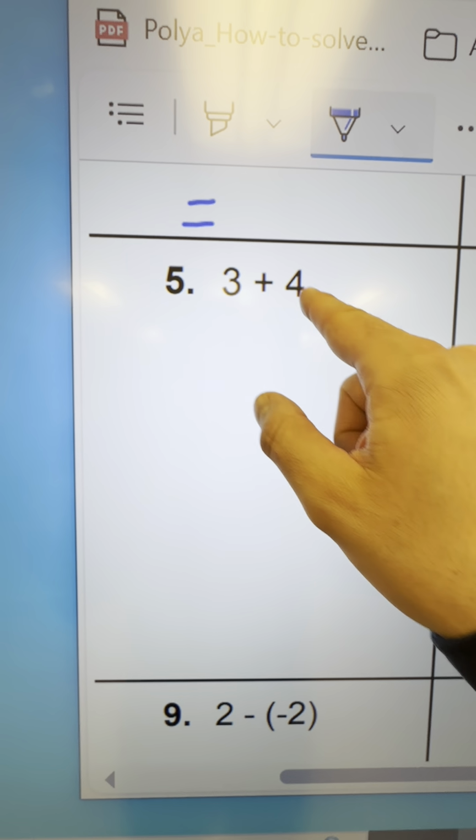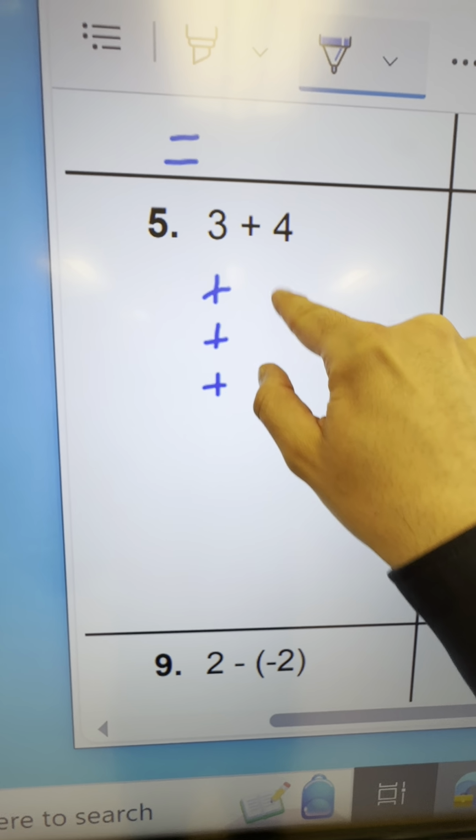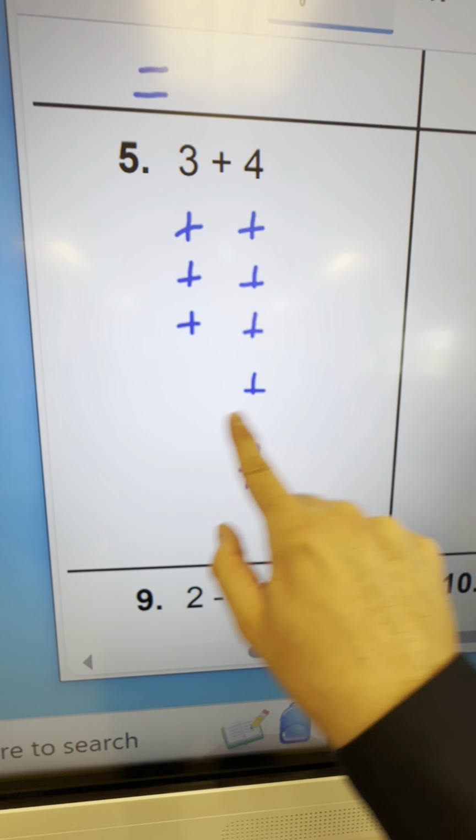All right, example 5 here. 3 positives plus 4 positives. 1, 2, 3. Then I'm adding 4 positives. Nothing cancels. So altogether, 7 positives.